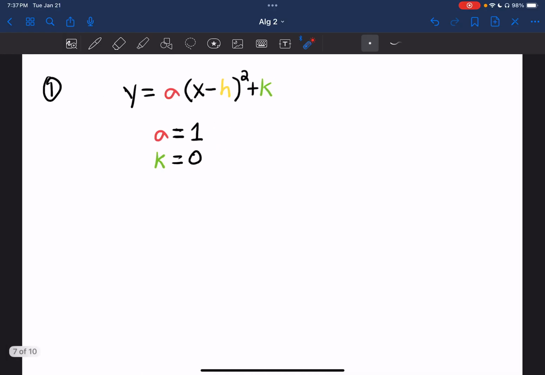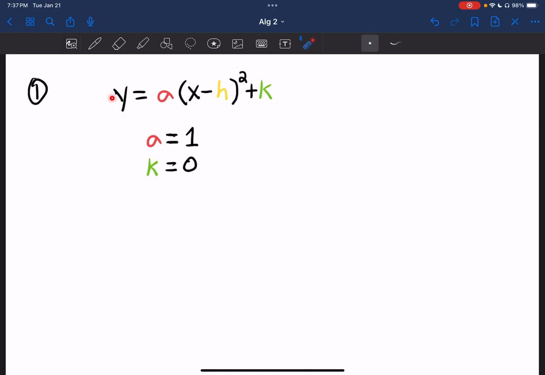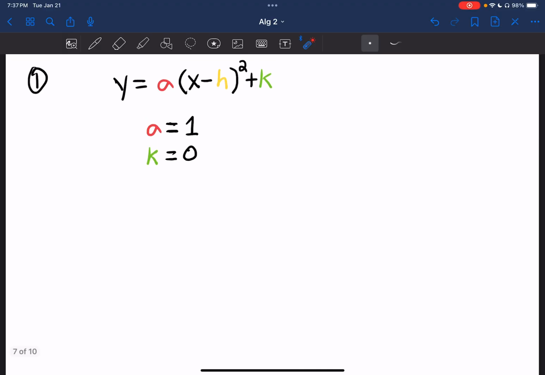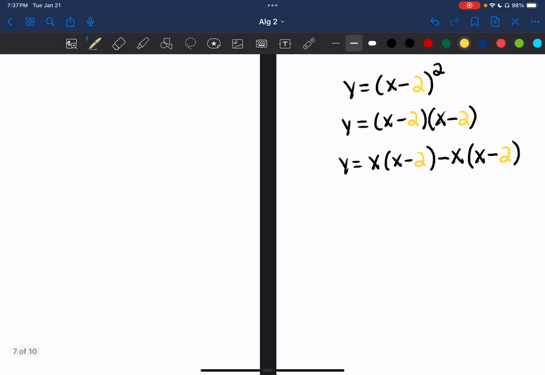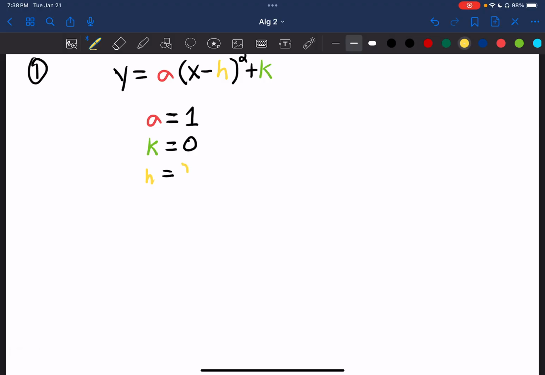So the simplest example of this, starting with our vertex form, occurs when A is equal to 1 and K is equal to 0, and then H is something different. So here, let's say that H was equal to, I apologize, H was equal to 2. Getting used to the setup. H was equal to 2.